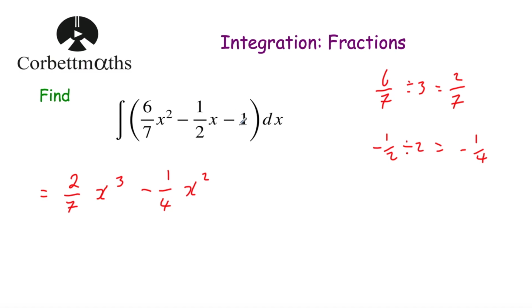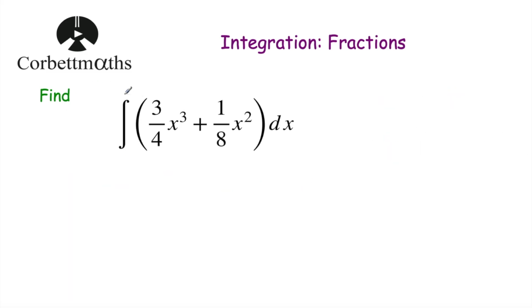And whenever you integrate minus 1, you're going to introduce the power of x, so it'll be minus 1x. Now we tend not to write minus 1x, we'll just write minus x. And then finally, we need to remember the constant of integration, so we need to put our plus c on the end. And that's it. So if we were asked to integrate 6/7 x squared minus 1/2 x minus 1, the answer would be 2/7 x cubed minus 1/4 x squared minus x plus c. And that's it. Okay, let's look at our next question.